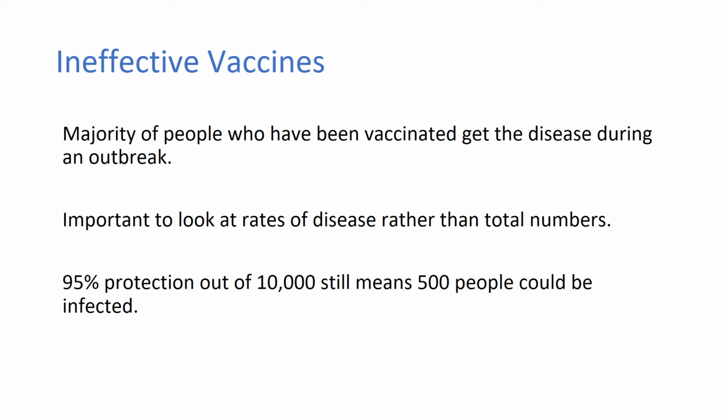So if we have a vaccine that hypothetically provides 95% protection, and it's administered to 10,000 people, that still means 500 people could be infected, just out of the efficacy rate, not showing that it's particularly safe or unsafe. But if you then compare that to the total number of people who are not vaccinated against the particular disease and ended up getting the disease, you would expect the unvaccinated rate to be higher, even if the total population is lower.